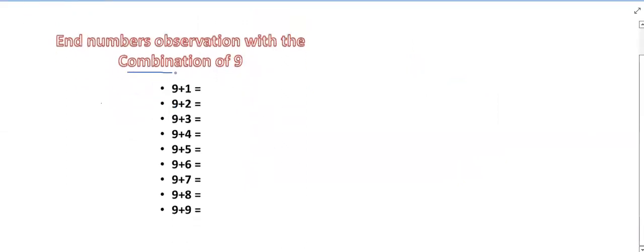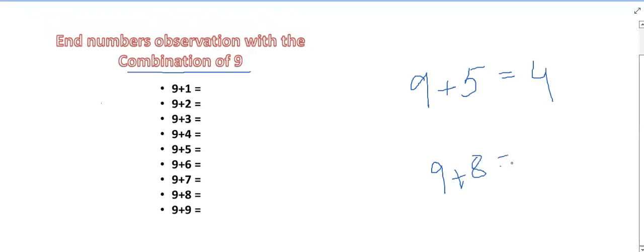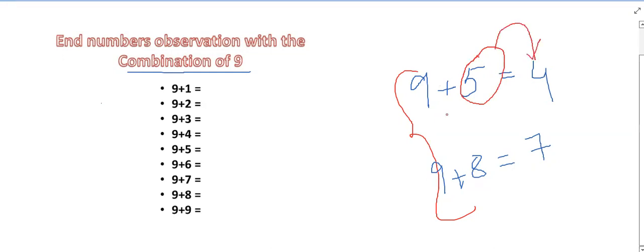End number observation with the combination of 9. Tell me, 9 plus 5 end number. 4. 9 plus 8 end number. 7. Any observation here? One number is reduced. 9 plus 5 gives 4, reduced from 5. Whatever number is combining with the 9, it is reduced by 1. 5 becomes 4, 8 becomes 7.